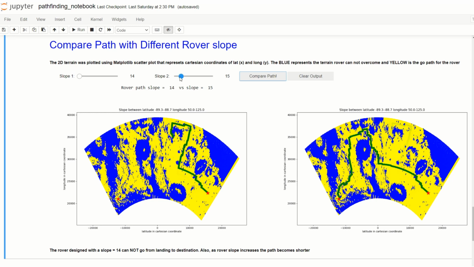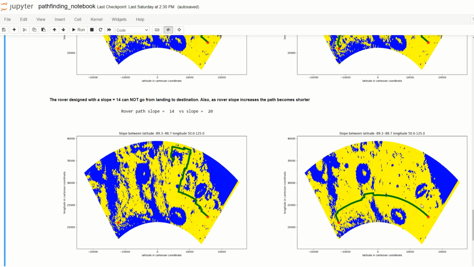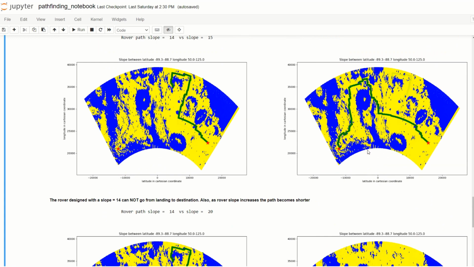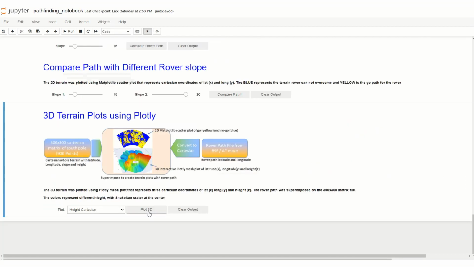And now we can compare 14 and 20, and as you can see, with a slope of 20, the path is a relatively straight line because there are enough go cells for it to go through, and it has fewer obstacles than the 15 slope one or the 14 slope one.